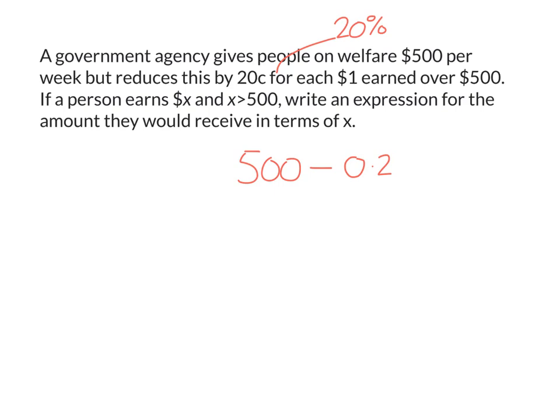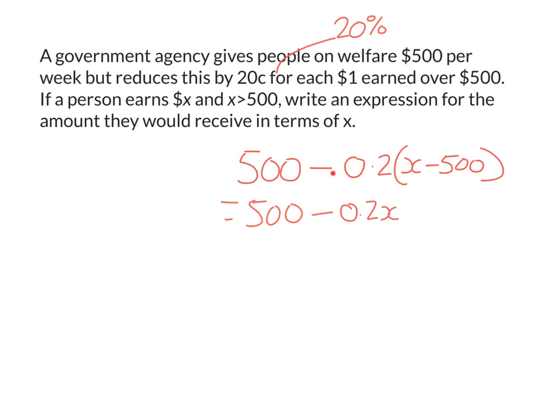So now how are we going to write the amount earned over 500? So if they earn $600, they would lose 20% of 100 because they're 100 over 500. If they earned $1,000, they would lose 20% of $500 because 1,000 minus 500 is 500. So if they earned X dollars, they'd lose 20% of X minus 500. Now all we have to do is expand this. So we leave the 500 as it is. So this is minus 0.2 times X. Negative times a positive is a negative, so it'll be minus 0.2x.